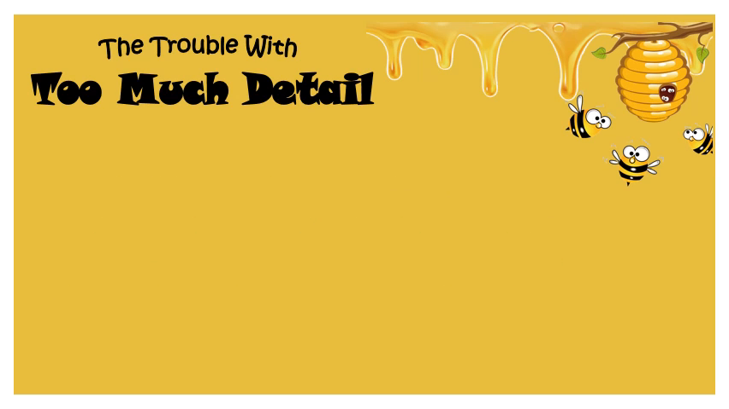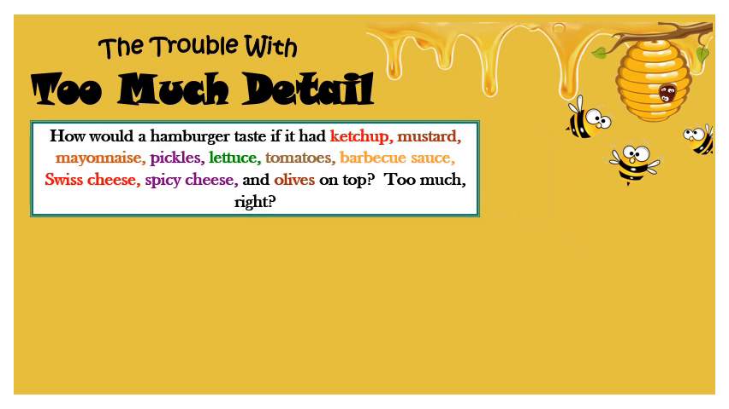The trouble with too many details, even adding too many details, is not good. How would a hamburger taste if it had ketchup, mustard, mayonnaise, pickles, lettuce, tomatoes, barbecue sauce, Swiss cheese, spicy cheese, and olives on top? Too much, right? Yeah, it will not be delicious at all. It will be disgusting. So that's what too many details do to the paragraph.